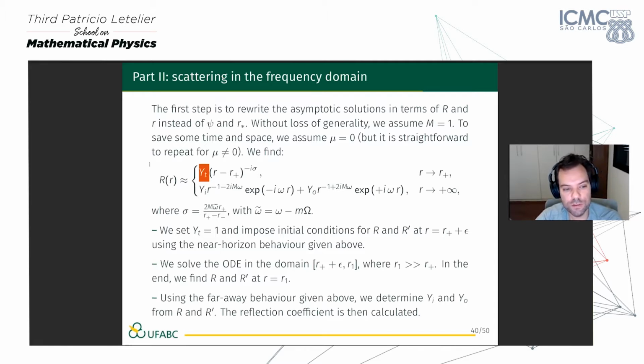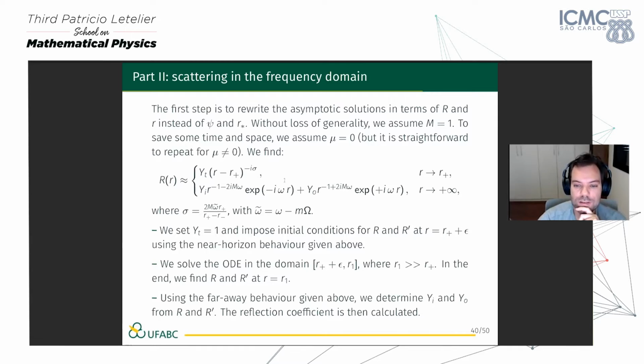So the first thing you can do is divide the equation by a constant and you still get another solution. So you divide everything by YT, and effectively what you're doing is setting YT to be 1. Then if you do this, you basically know the behavior of your function near the event horizon. So you know the function at a point near the horizon, and you know the derivative of the function. This is basically what you use as initial conditions for solving your ordinary differential equation.